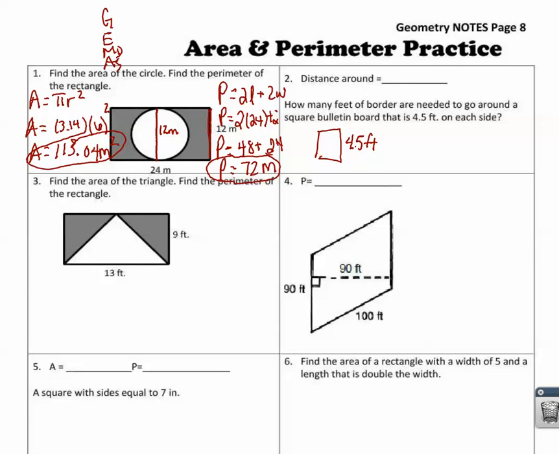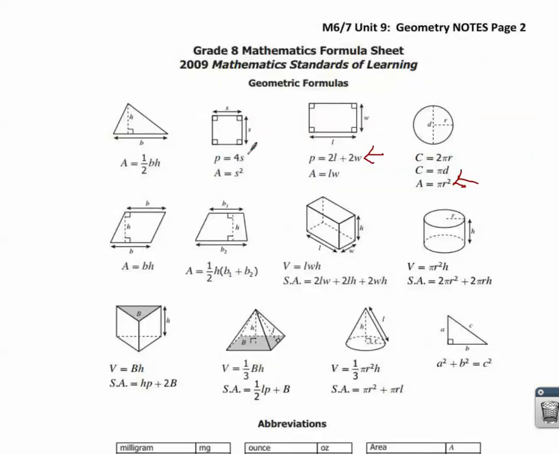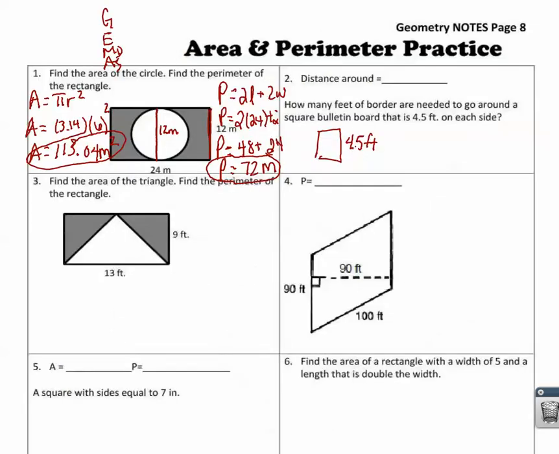So you go to your formula sheet, find your square. So here's my square. The perimeter is 4 times S. Write down your formula first, then plug in the information given, then find your answer. So 4 times 4.5 is going to be 18. So 18 feet. So the distance around the square is going to be 18 feet.